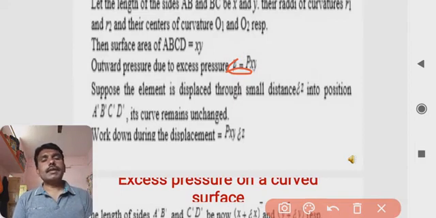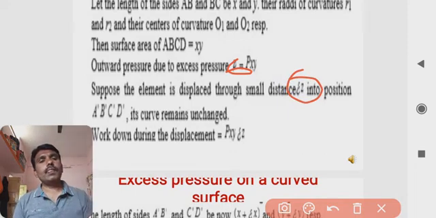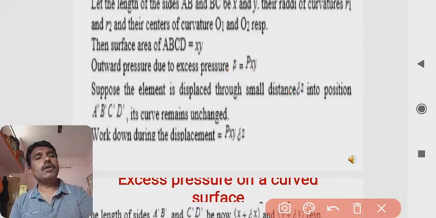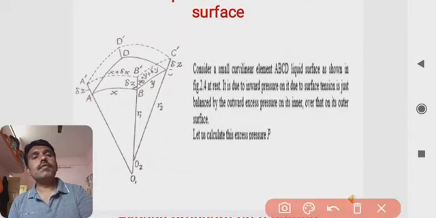Now suppose this element ABCD is extended at all points by a small distance, del z. If all these points are elongated by some external force up to an equal distance del z, then what will happen? A will become A dash, B will become B dash, C will become C dash, and D will become D dash.